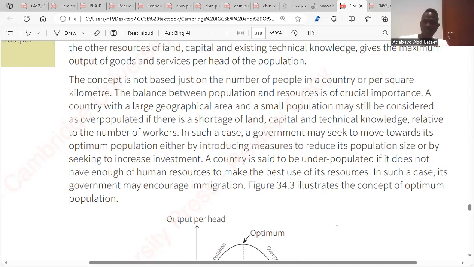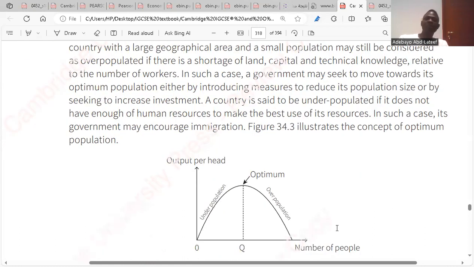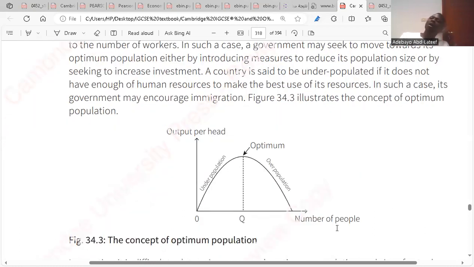Is it clear? Yes. A country is said to be underpopulated if it does not have enough human resources to make the best use of its resources. In such a case, its government may encourage immigration. So for underpopulation, the resources available are more than the available human resources, the population. The resources are more than the population. That is underpopulation.